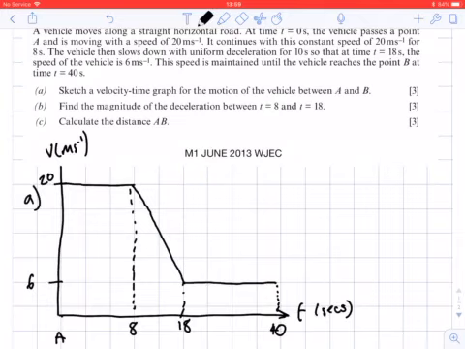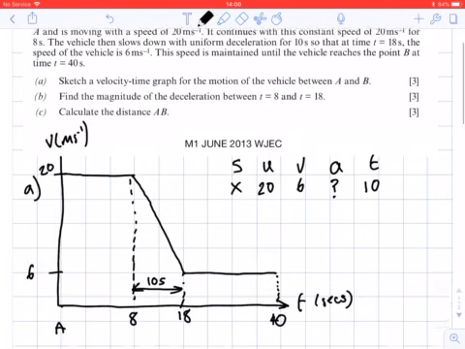Part B asks you to find the magnitude of the deceleration between 8 and 18. Well, that's obviously this part of the journey here, where 10 seconds elapsed. So what we're going to do is probably use SUVAT, I think would be the best option. So if we write our SUVAT, we don't know the displacement, we don't know the distance travelled. U we know was 20, and it decelerated to 6. A is what we want, the deceleration, which is a form of acceleration, just slowing down. And T was the 10 seconds it took.